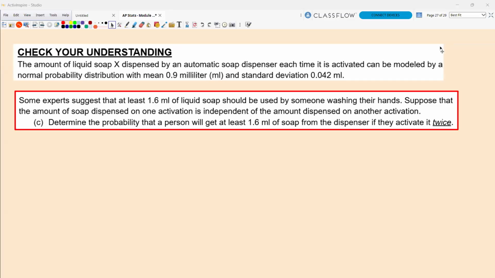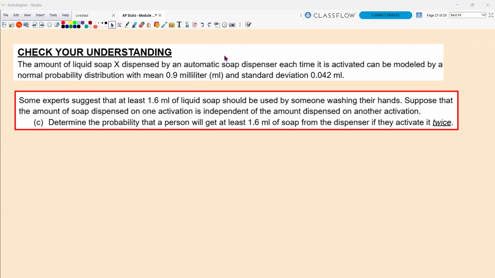Part C. Take a minute to read through this and try it if you haven't already. Some experts suggest that at least 1.6 milliliters of liquid soap should be used by someone washing their hands. Suppose that the amount of soap dispensed on one activation is independent of the amount dispensed on another activation. C. Determine the probability that a person will get at least 1.6 milliliters of soap from the dispenser if they activate it twice. All right, we're going to go over this in 3, 2, 1.